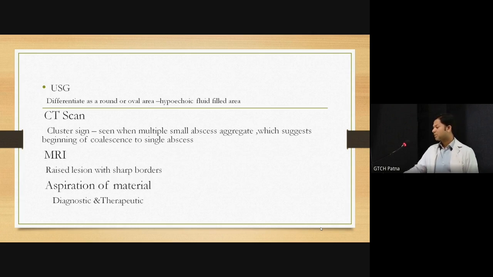Let's see what the cluster sign is. It is seen when multiple small abscesses aggregate, which suggests the beginning of coalescence into a single abscess. That will form a single abscess. This is called the cluster sign.